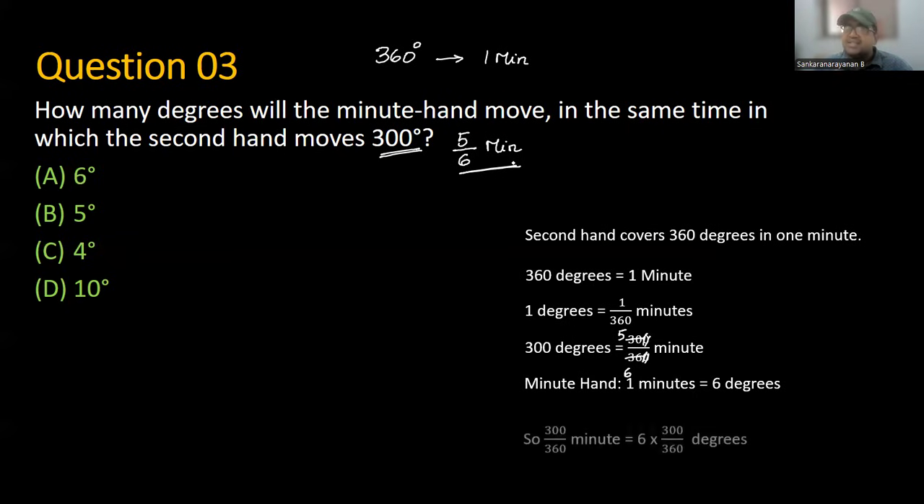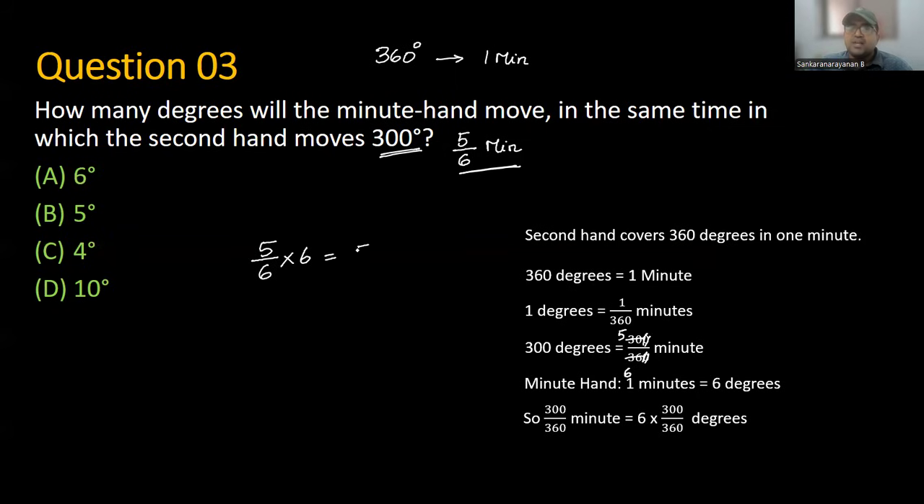So in 5/6 minutes, we can see that the minute hand will be covering 5/6 into 6, that is corresponding to 5 degrees. By the time the second hand has covered 300 degrees, which is less than 1 minute span of time, the minute hand would have covered 5 degrees. The correct answer is option B.